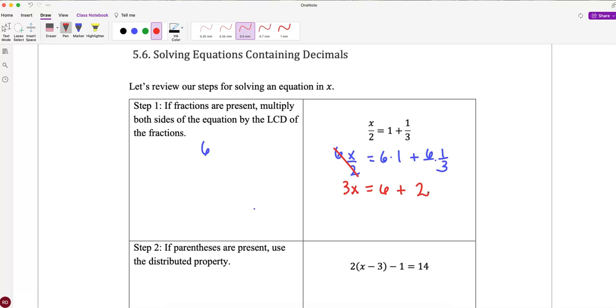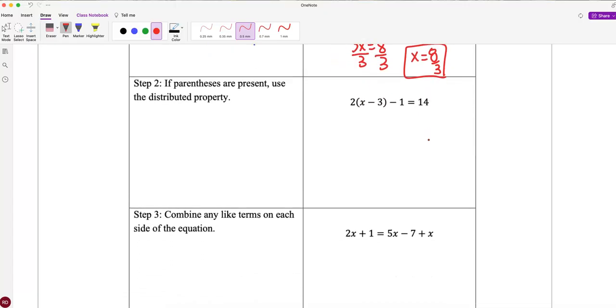So I get what? 3x equals 8. Divide both sides by 3. And you get x equals 8/3. So here's an equation that started out with fractions. I solved it with no fractions. In my final step, there was a fraction in the answer.